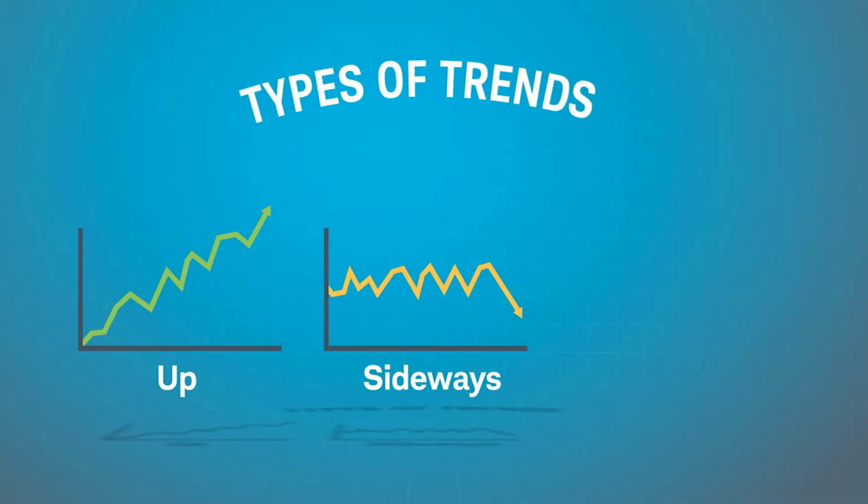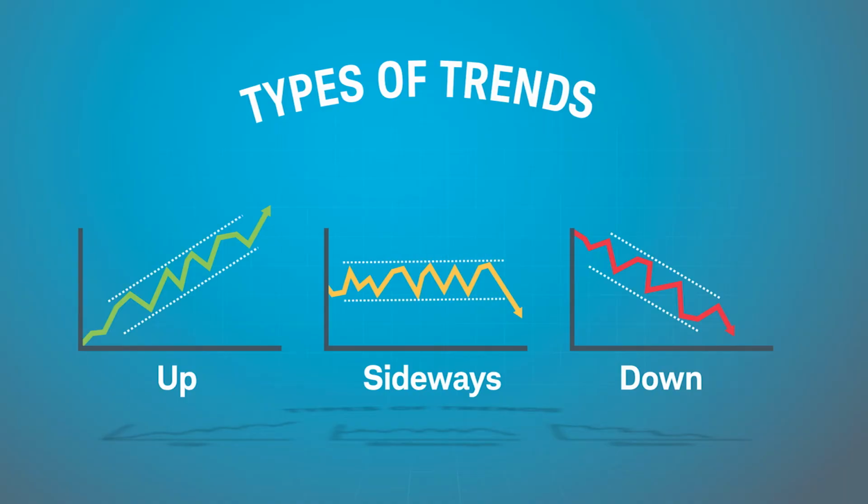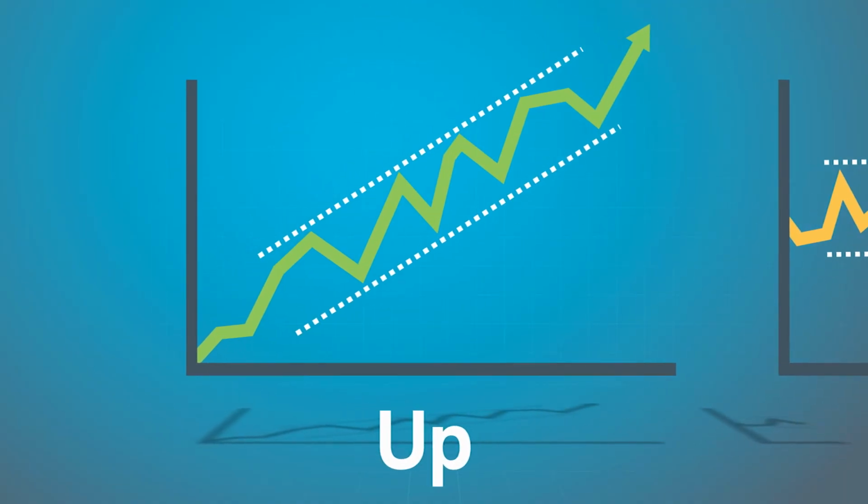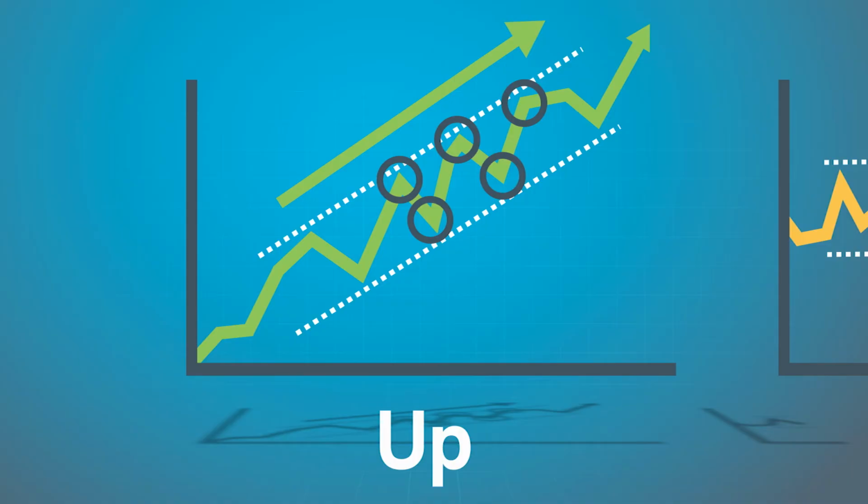Uptrends, sideways trends, and downtrends are comprised of sequences of highs and lows. A stock generally doesn't go straight up or down, but rather moves back and forth and produces support and resistance levels. An uptrend is defined by the highs and lows forming higher and higher. In other words, each higher low could result in a higher high.